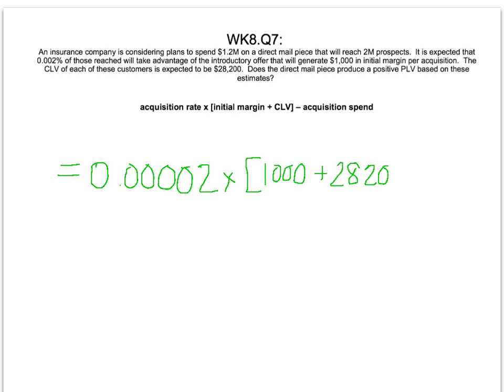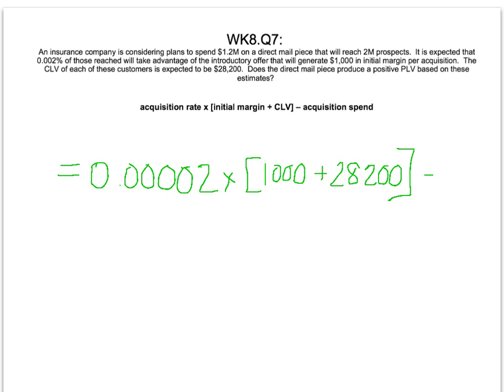made: $1,000 in an initial margin, and then $28,200 in CLV for each of those customers should they elect to become customers. But we want to find out whether this direct mail piece indeed has a positive PLV based on these particular estimates. So what we're going to do is take our acquisition rate, which is 0.002%, or 0.00002. We're going to multiply that by our initial margin of $1,000 plus our CLV of $28,200.